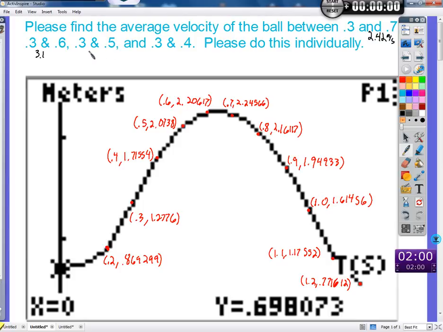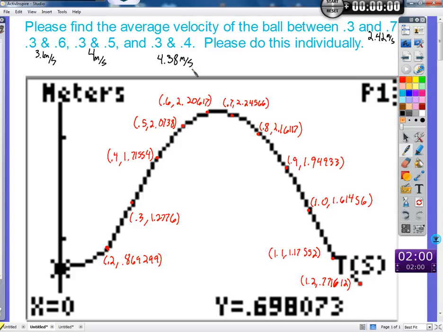Okay. 0.3 to 0.5? It's 4. 3.981. Okay, let's go with 4 meters per second. 0.3 to 0.4? That is 4.38. 3.8? Yeah. Rounding up to 3.8 meters per second. Okay.